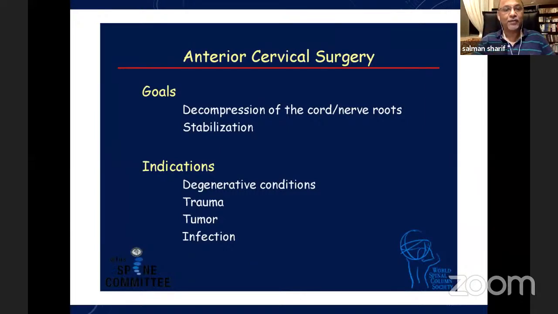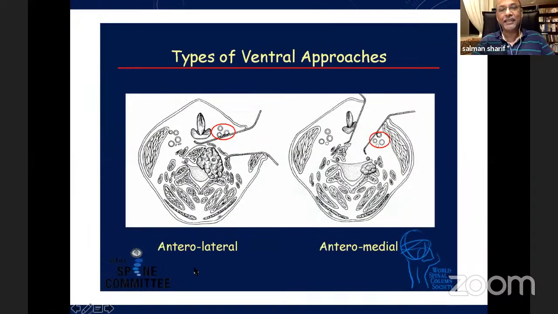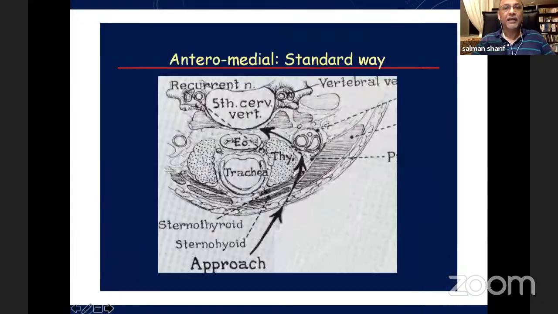Indications are degenerative, trauma, tumor, and infection. You have already seen the slide. The important thing to remember is that when you're doing a routine anterior cervical disc, we come in medial to the carotid and all the way inside. It's a very simple, straightforward procedure, and it hardly takes 5 minutes to get inside.